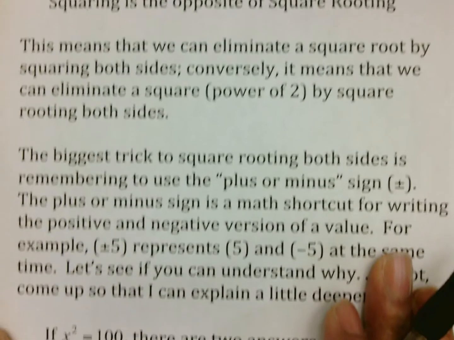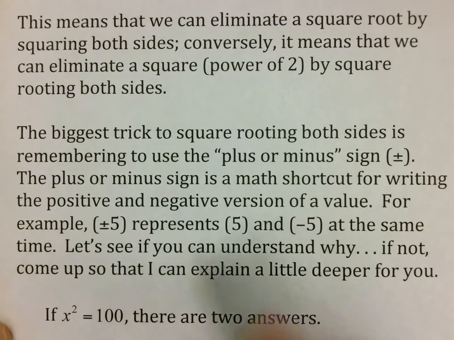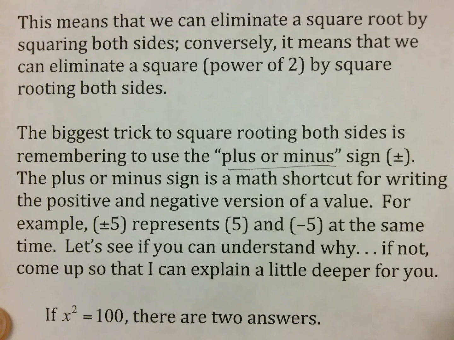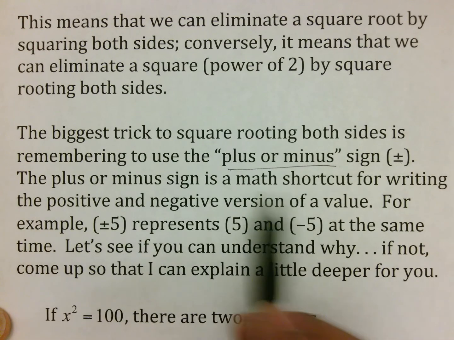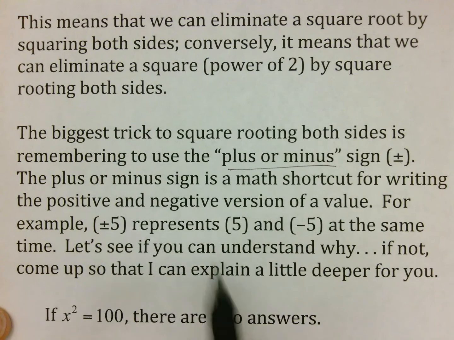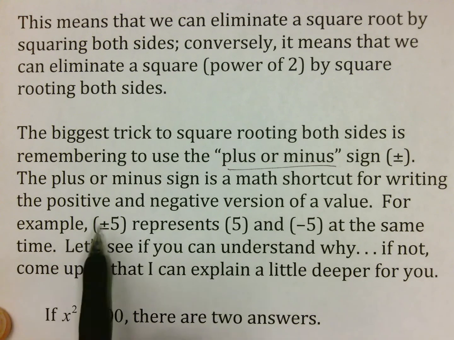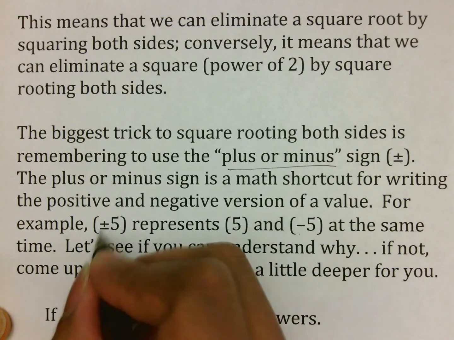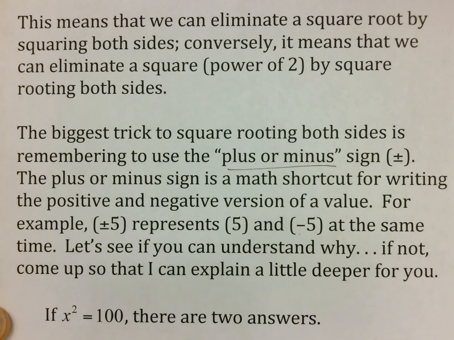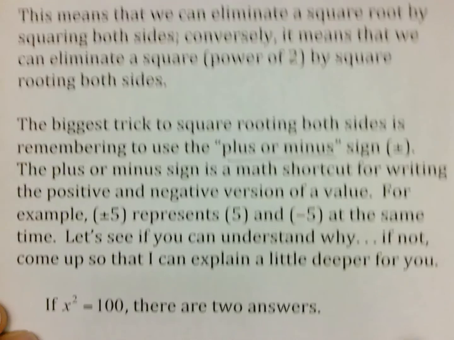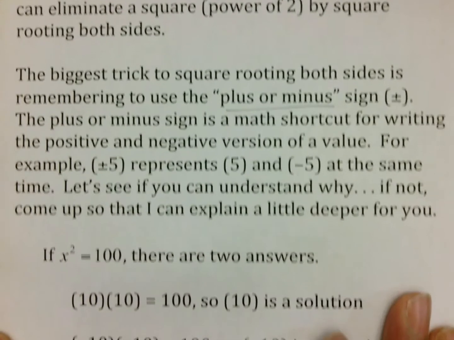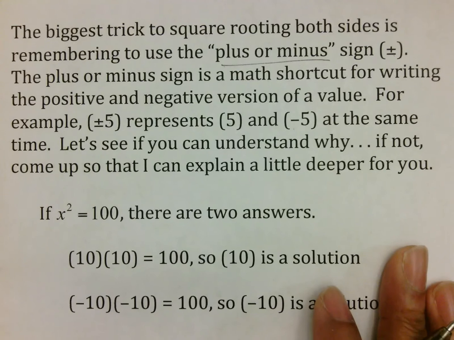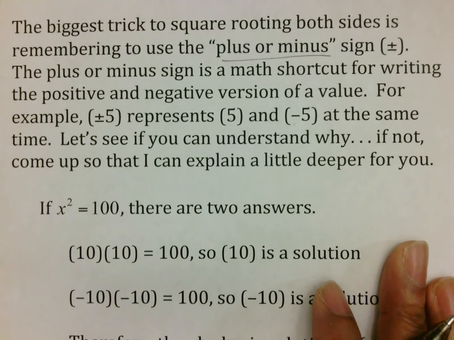The biggest trick to square rooting both sides is that you must remember to use what we call the plus or minus sign, which is simply a plus sign over a negative sign. The plus or minus sign is a math shortcut for writing a positive and negative version of a value. For example, plus or minus 5 simply means you have a positive 5 and a negative 5 at the same time. Let's see if you can understand why there are two answers to this. If not, bring your notes up and I'll explain it to you a little deeper.